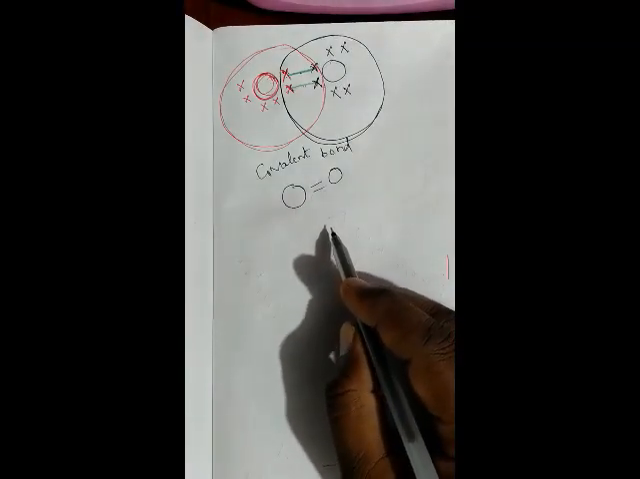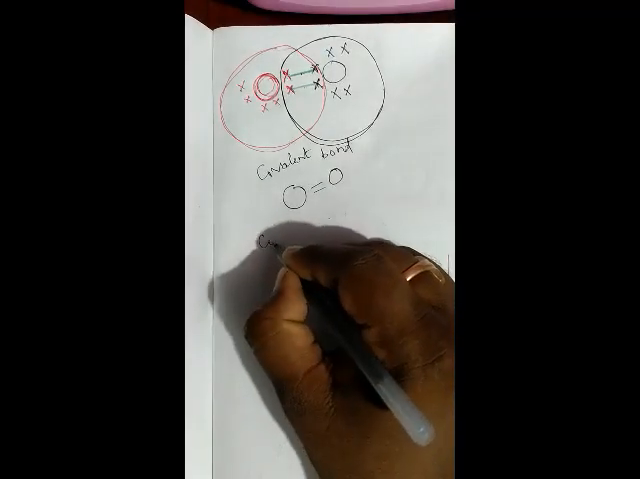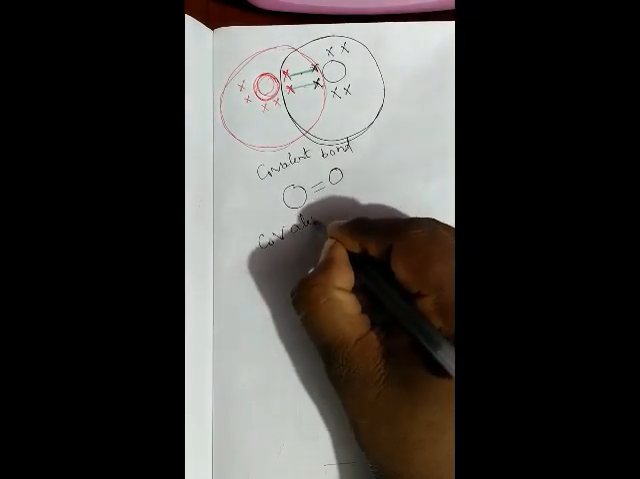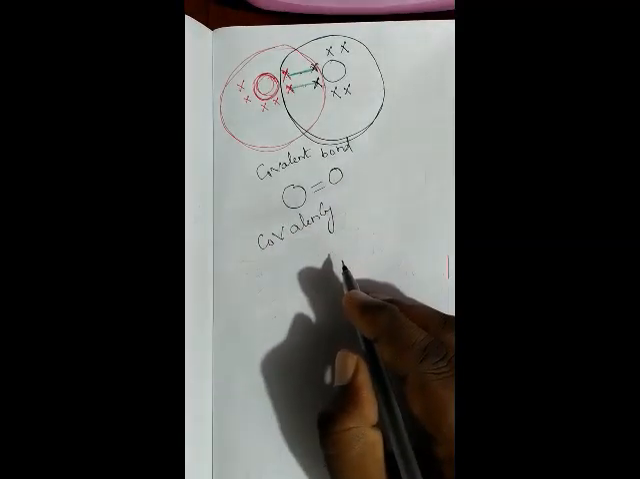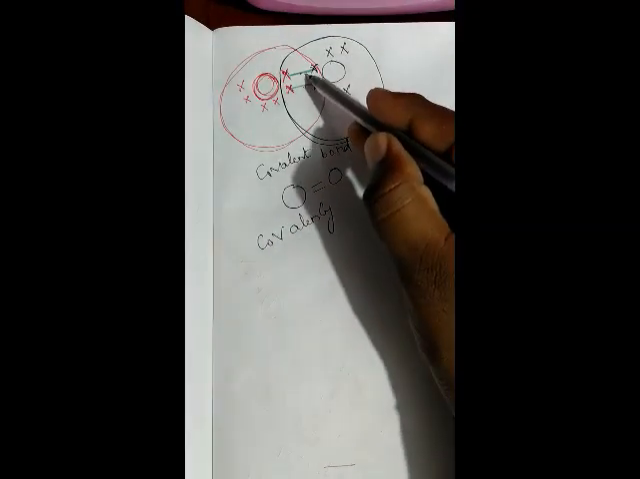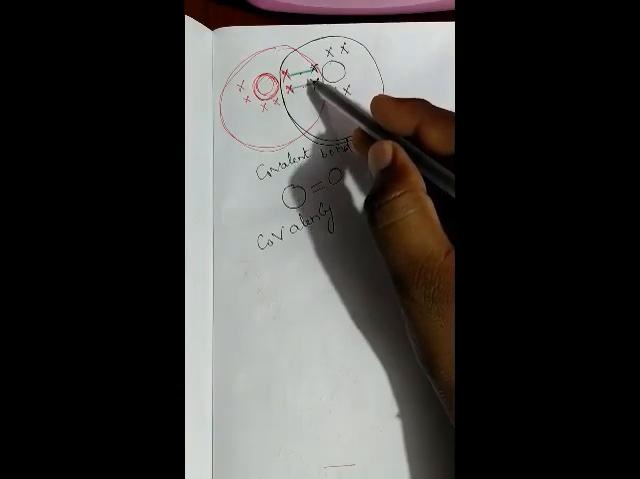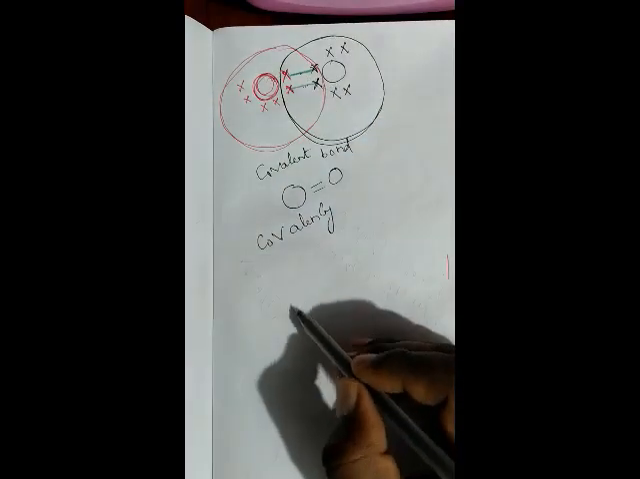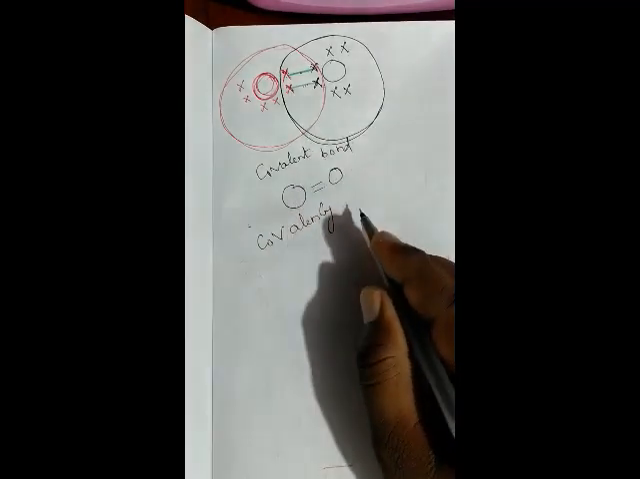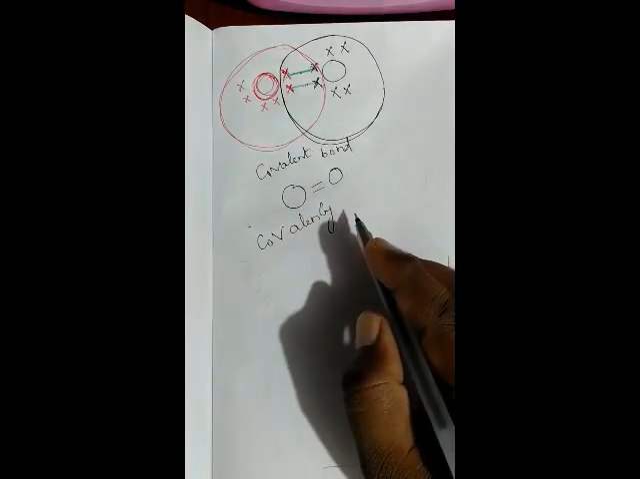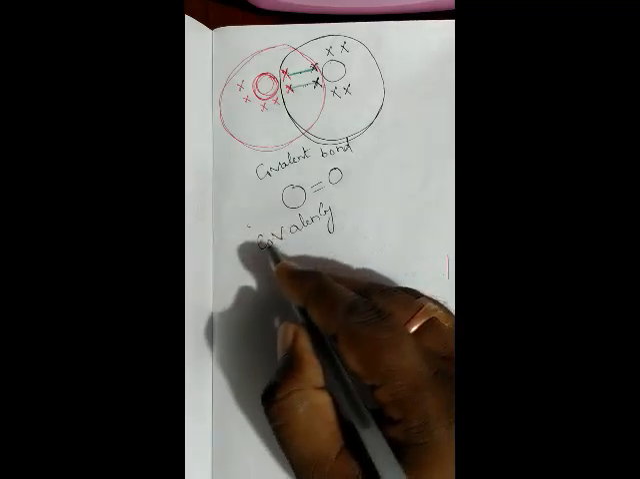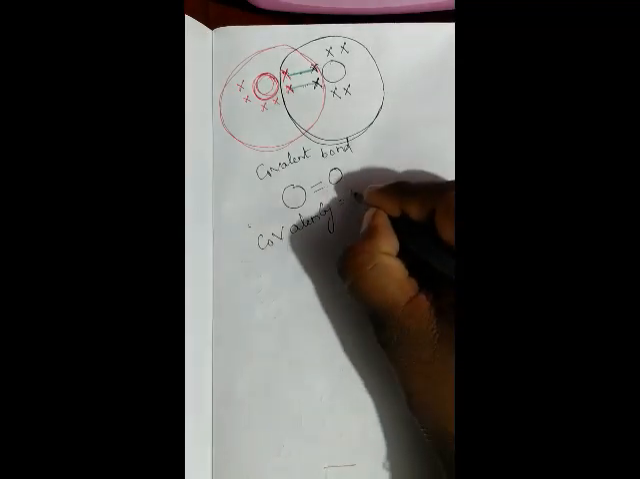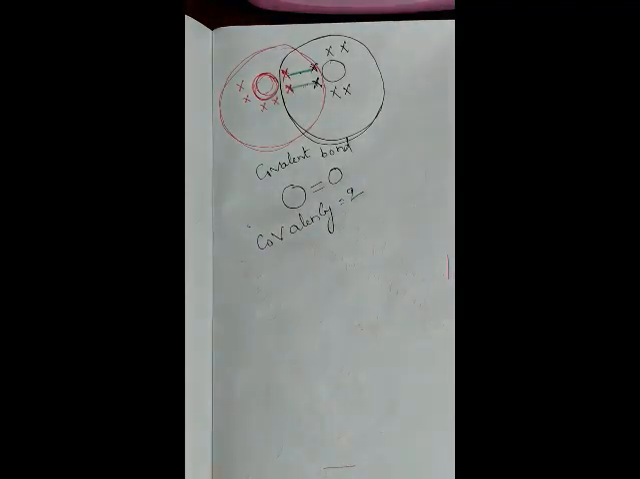And here, covalency is nothing but how many covalent bonds are present in a particular molecule. So the covalency in the O2 molecule, don't say the oxygen atom, the covalency in the O2 molecule is 2. How many? 2. Okay, this is one example.